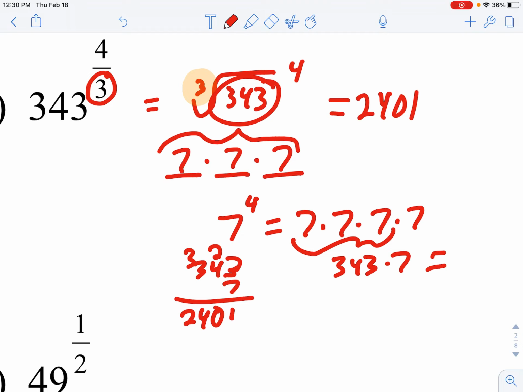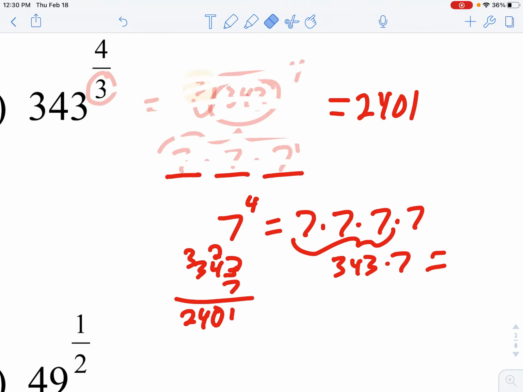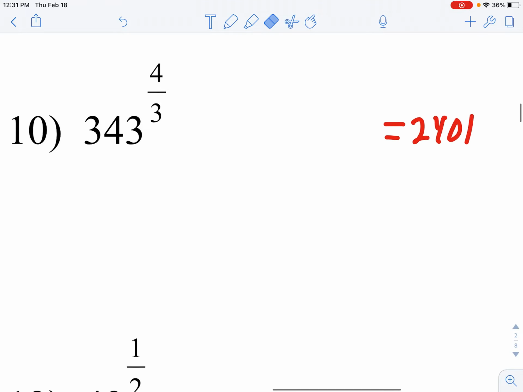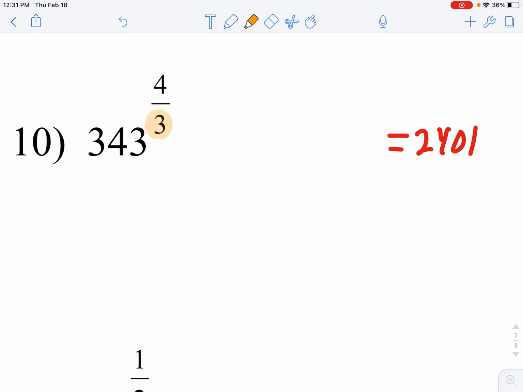Great. Do I expect you to do this? No, that's not the purpose of this assignment, to get you to do all that. I just wanted to go through one time and sort of conceptually explain what's going on in this problem. You root this, and then you take that answer and raise it to the 4th power. That's what's happening. More likely than not, you're going to be using a calculator.